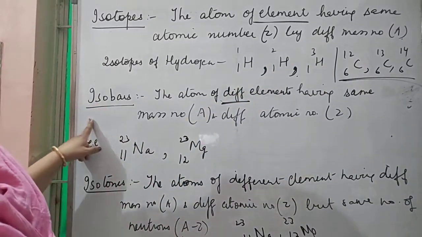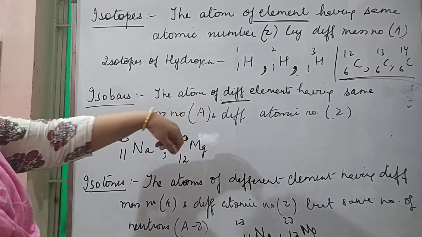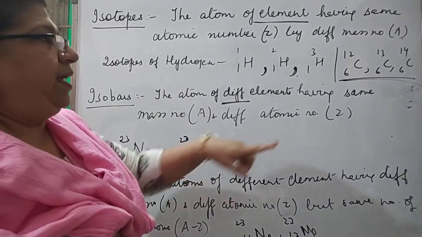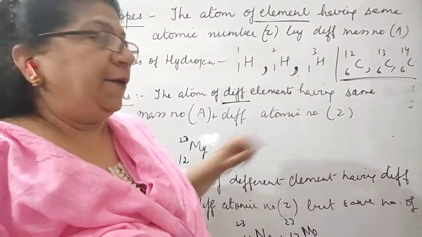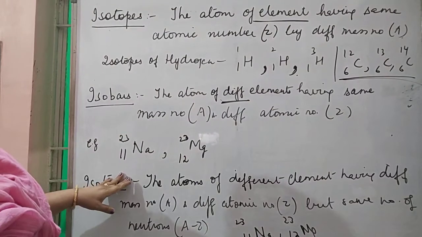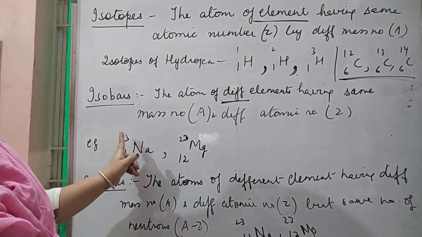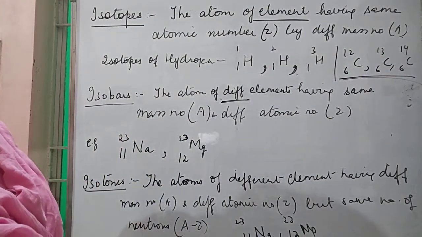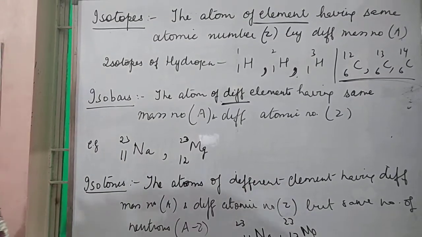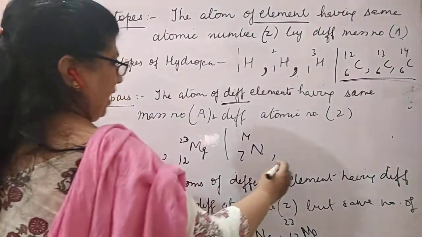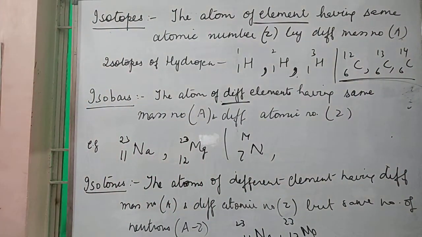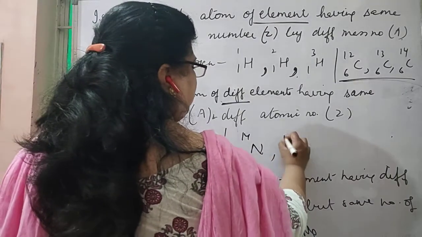The second thing is isobars. Here the keyword is different element. Isobars are atoms of different elements having the same mass number but different atomic number, Z. For example, we have isobars of sodium and magnesium, where the mass number is the same and the atomic number is different. Another example for isobars is nitrogen and oxygen, that is 7N14, and we have another one for oxygen, 8O15.